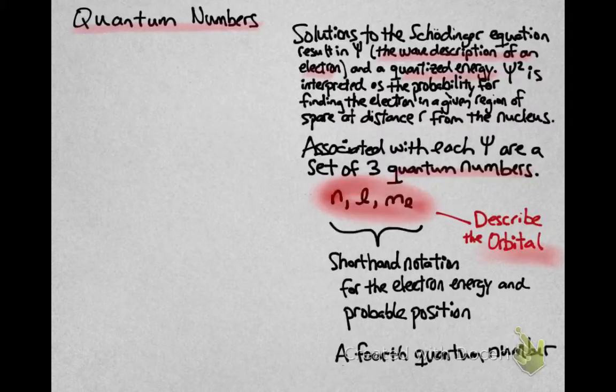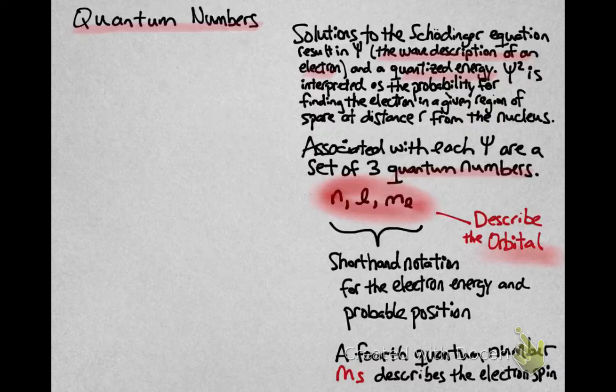A fourth number, not directly solved from the Schrödinger equation, but later added in due to the work of Wolfgang Pauli, that fourth quantum number m sub s describes the spin of the electron. So here are the four quantum numbers: n, l, m sub l, and m sub s. n, as you recall, describes the principal energy level for the electron.